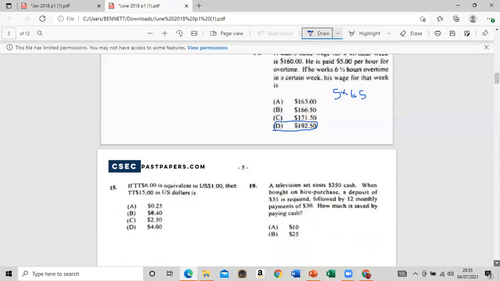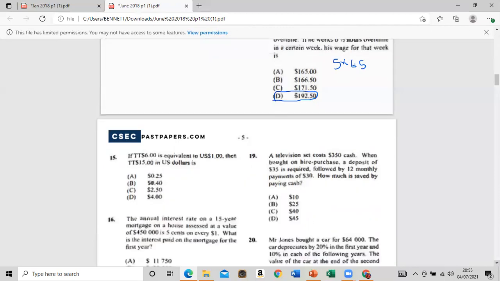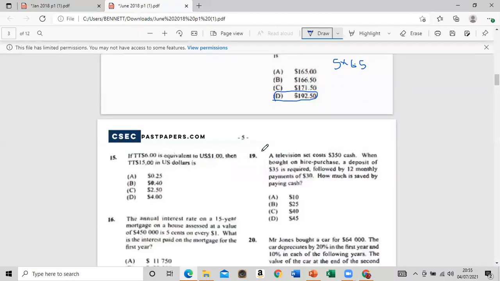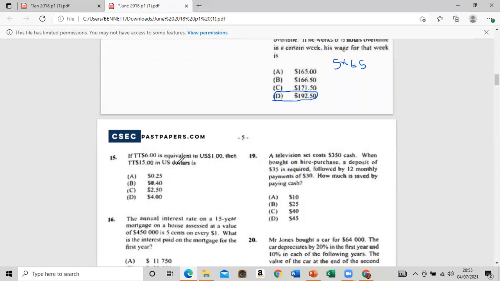Alright, if TT $6 is equivalent to US $1, then we divide 15 by 6. And we get $2.50. Alright guys.